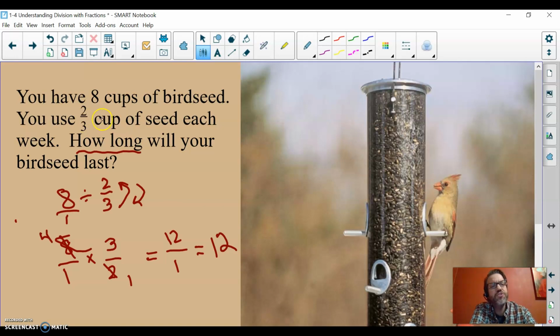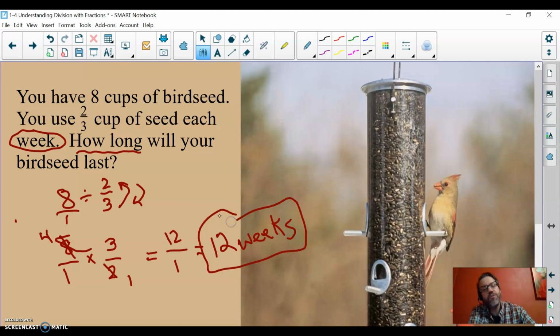So let's take a look. You use 2/3 cup of seed each week. Week would be a measurement of time. So it must be 12 weeks. So I've labeled my answer. That birdseed will last 12 weeks.